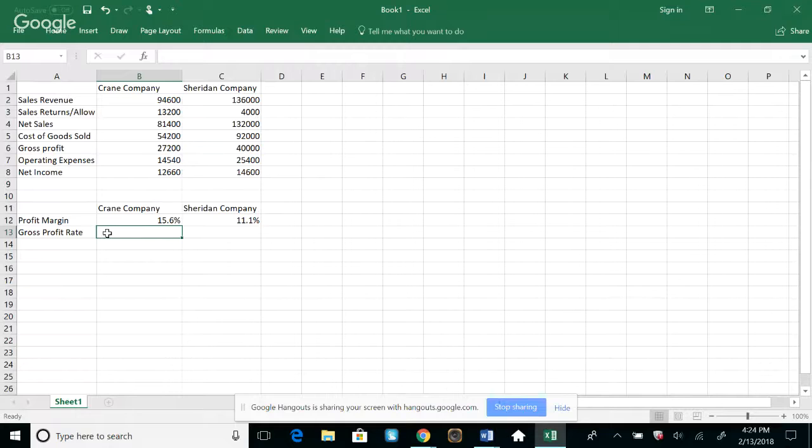Now to solve for our gross profit rate for Crane Company, we need to know that gross profit rate equals gross profit divided by net sales. So we take our gross profit of 27,200 and divide that by our net sales of 81,400. That gives us 33.4%. We're going to do the same for Sheridan Company. We take our gross profit of 40,000, divide that by our net sales of 132,000, and that will give us our gross profit rate for Sheridan Company of 30.3%.